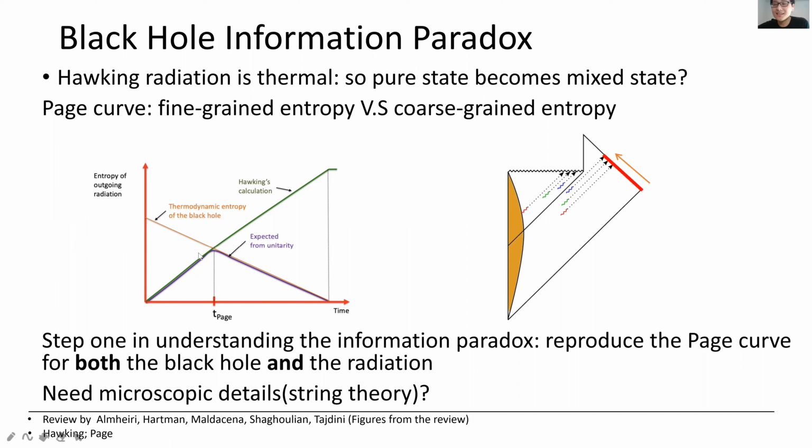The logic is as follows. We want to see a paradox, so we want to see what is the paradox between this purity condition and what Hawking tells you. Before this Page time, we are assuming that this is a pure state. So we can use the radiation entropy to calculate the black hole entropy. But this is not a paradox, because the thermodynamical entropy is larger than that. Fine-grained entropy is smaller than coarse-grained entropy. That's fine. But after this, it seems that the coarse-grained entropy will be smaller than the fine-grained entropy. That's not allowed. That's a paradox.